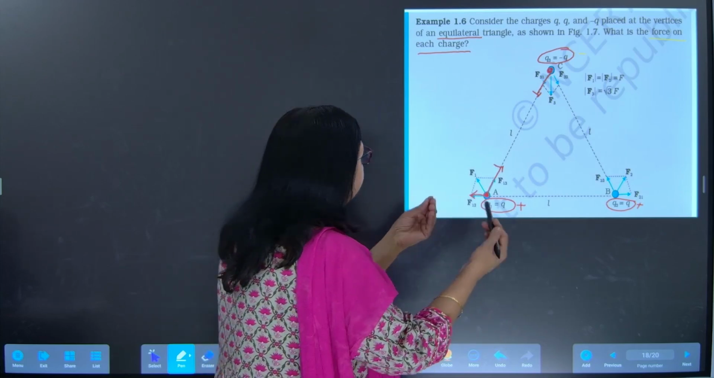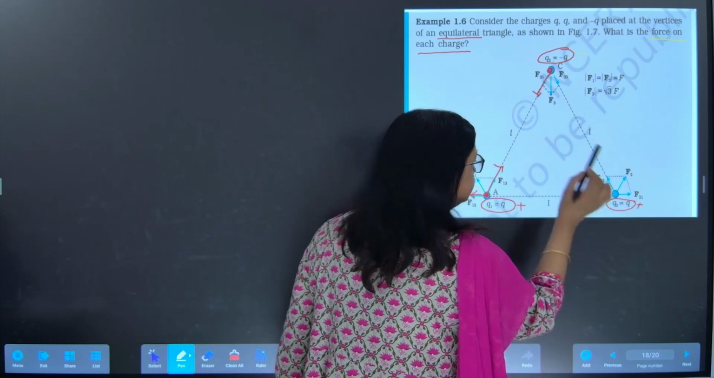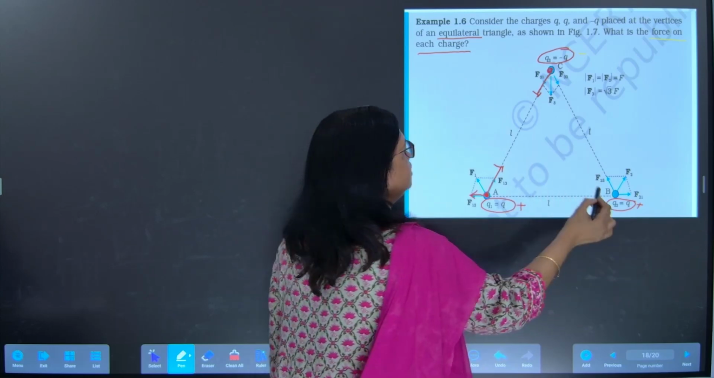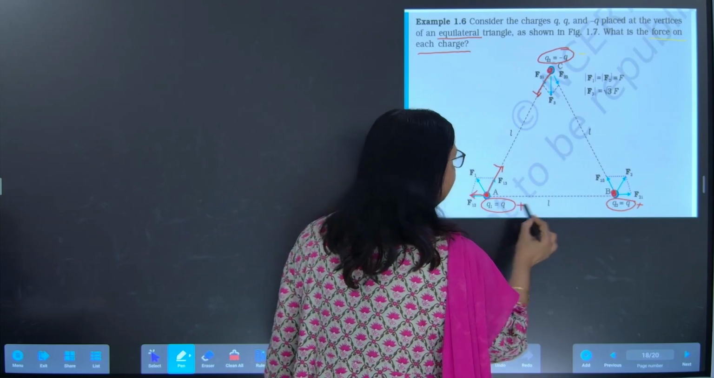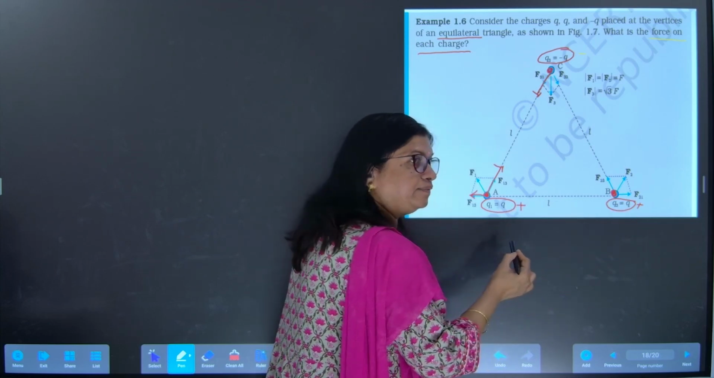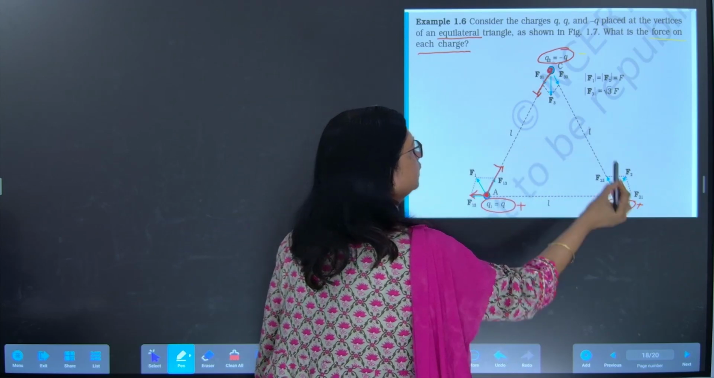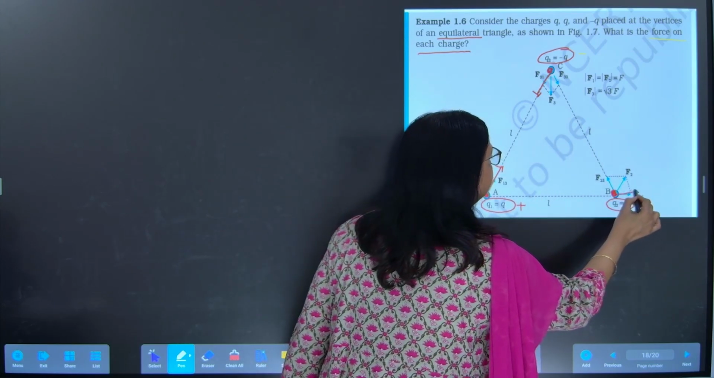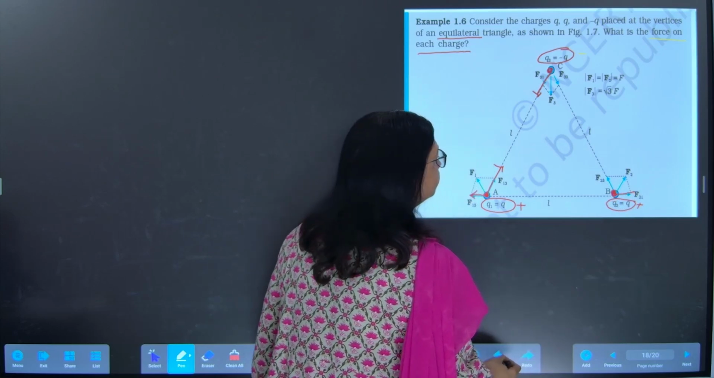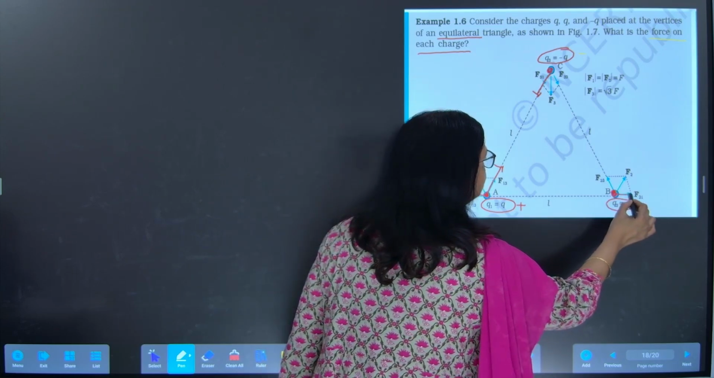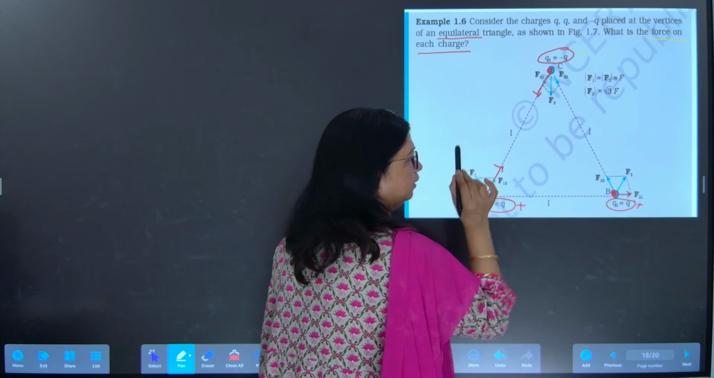Now let us find out the forces on the charge Q2, which has the magnitude Q. Again here I focus on this point and understand that these 2 charges are again positive. So these 2 forces will repel. The force exerted by Q1 on Q2 will be repulsive. Correct? So it is denoted by F21, the force on 2 due to Q1.